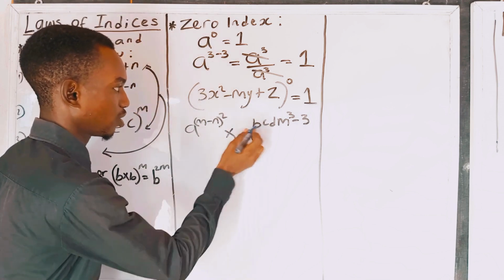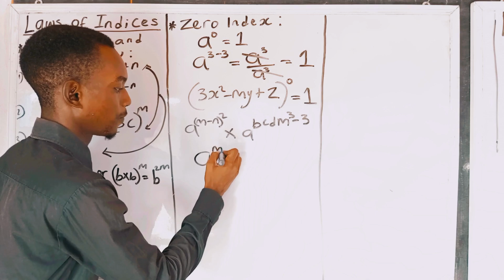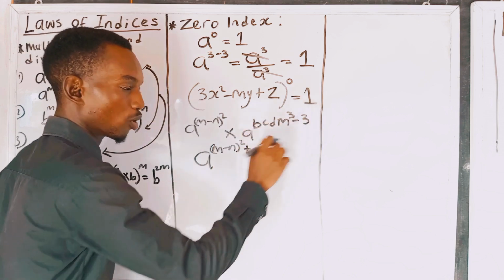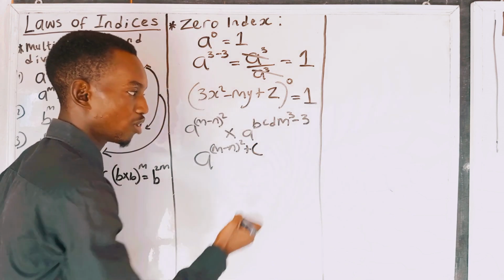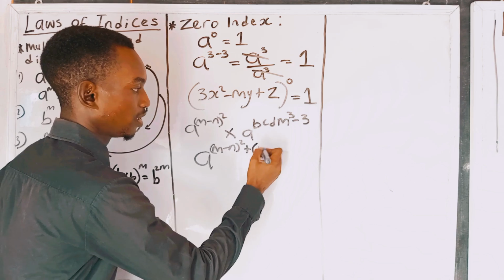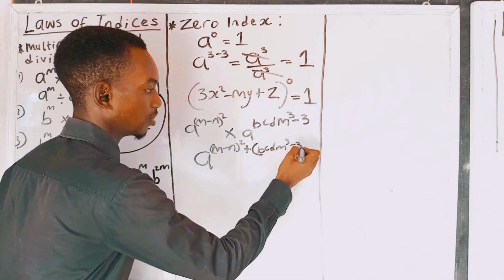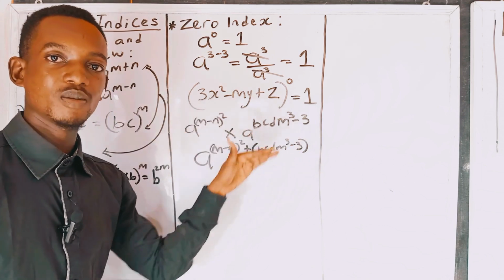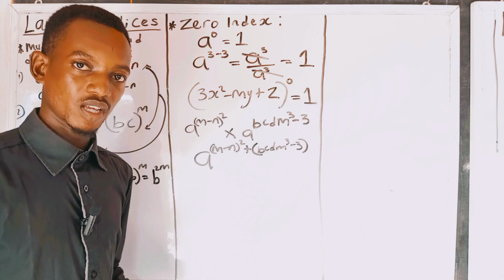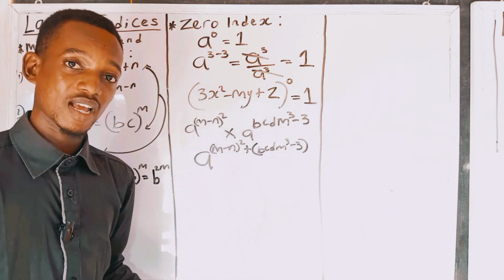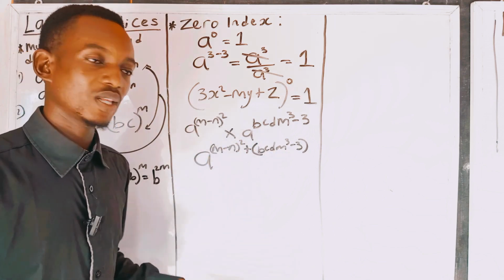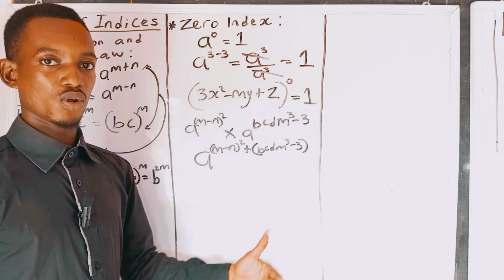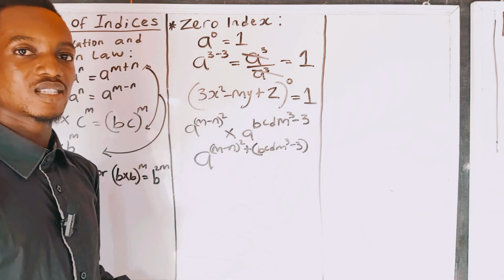What this means is that you can say this is a to the power of (m minus n) squared, times a to the power of plus everything here. Because it is compound, please use brackets, okay? (bcd m cube minus 3). Now, you can simplify this normally, the way you simplify a normal algebraic expression: expand the bracket, rearrange and all that. No matter how complicated it is, the law still follows, okay? Now, let's go to the next law.